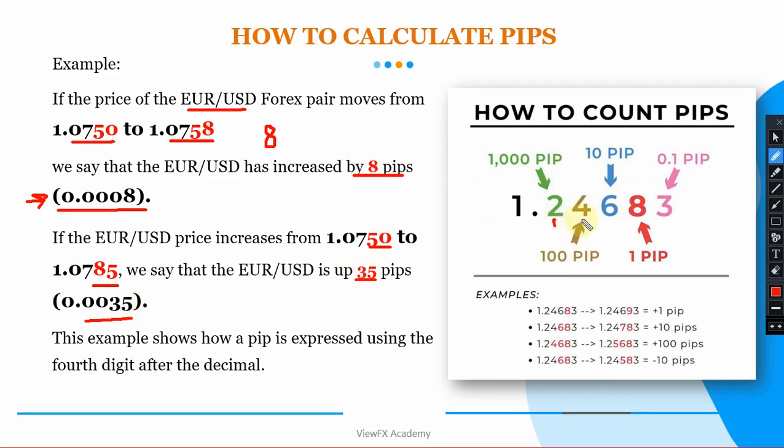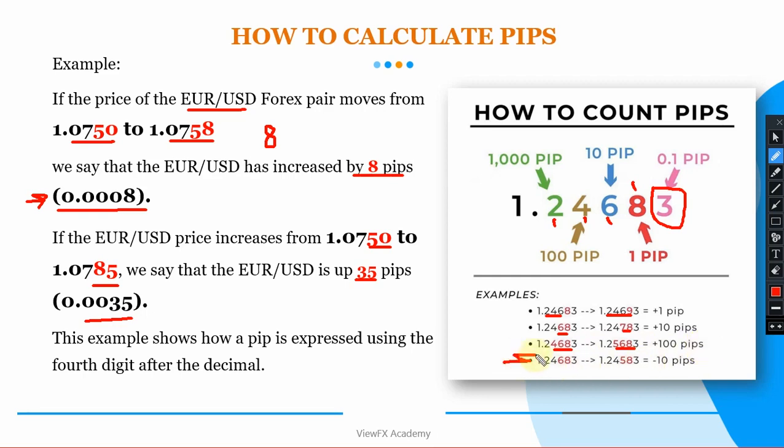So the same thing here, 1, 2, 3, 4. This is a pip, 8 is a pip, and this one here, which is called a pipette, is a fractional pip. Now look at this. When the market moves from 2468 to 2469, it is a 1 pip increase. And when it moves from 68 to 78, it is a 10 pip move. And when it goes from 468 to 568, it's a 100 pips move.